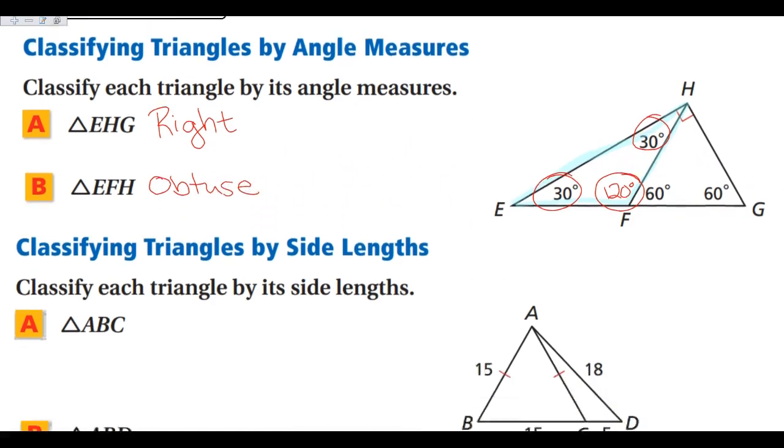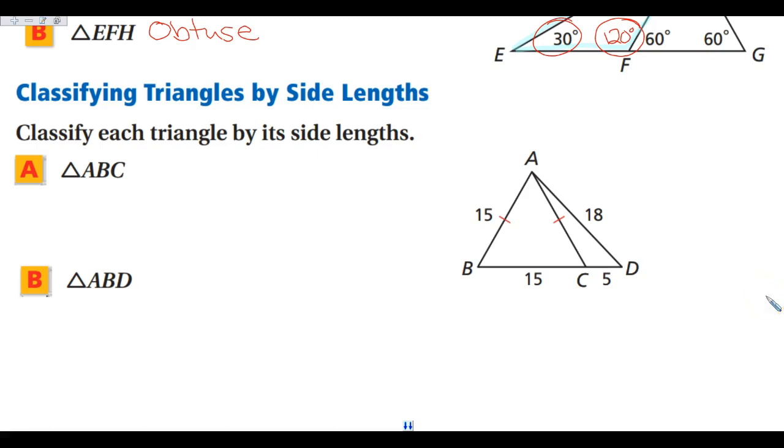Let's take a look at examples with classifying triangles by side lengths. I'm going to start by looking at triangle ABC, which is this triangle right here. What I can see here is it's already marked that these two sides are congruent. So I know that my triangle is at least an isosceles triangle. But then I notice that AB has a length of 15, but so does BC. BC is also 15. So that means that all three of these sides are going to be congruent, which means that my triangle is equilateral.